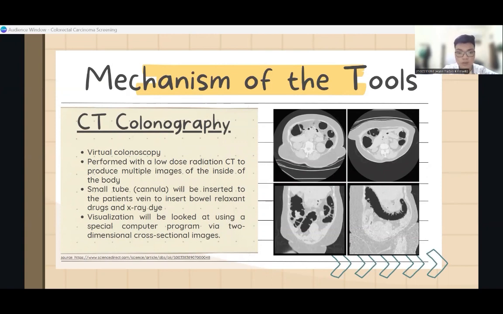A small tube called a cannula will be inserted into the patient's rectum to insert bowel-relaxant drugs and X-ray dye. And the visualization will be looked at using a special computer program to find any abnormal growth or areas on the bowel wall via two-dimensional cross-sectional images.